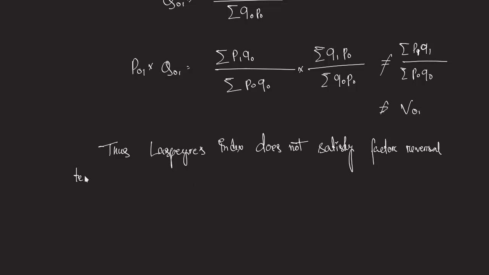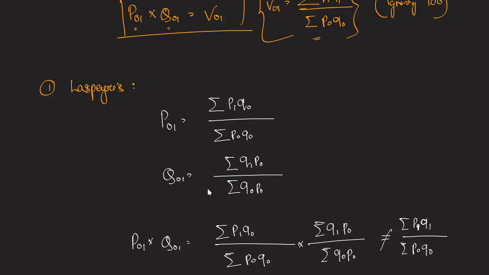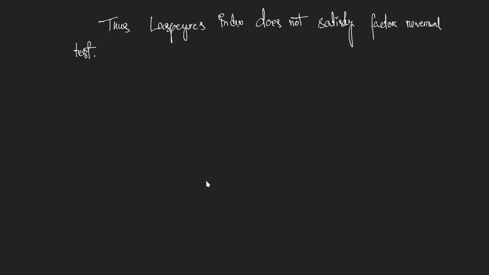Factor reversal test. So if the factor reversal test fails for the last pair, right? It does not satisfy. Similarly for Paasche, if I apply the same process, you will see that Paasche also fails.